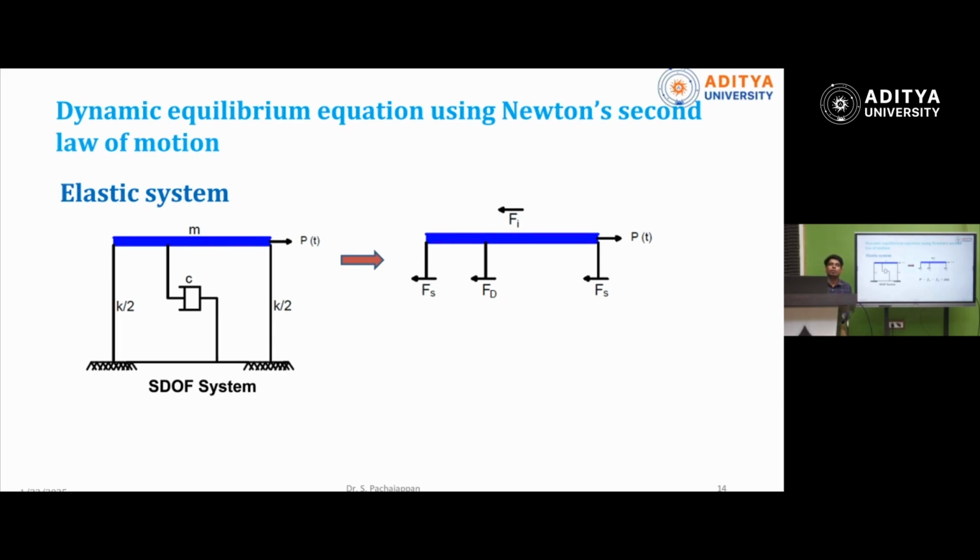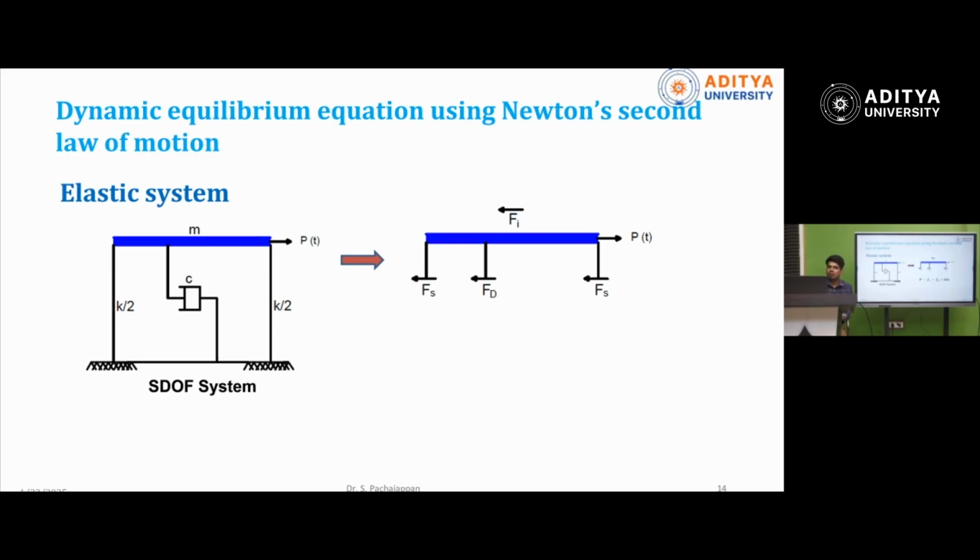Now, we know Newton's second law of motion, which is force is equal to mass into acceleration. So we wrote that equation. On the right hand side, we can see m u double dot. U represents displacement. U double dot represents acceleration. So mass into acceleration equals all the forces on the left hand side.